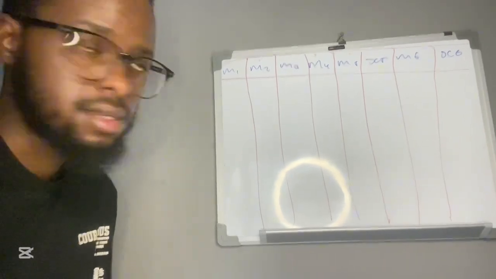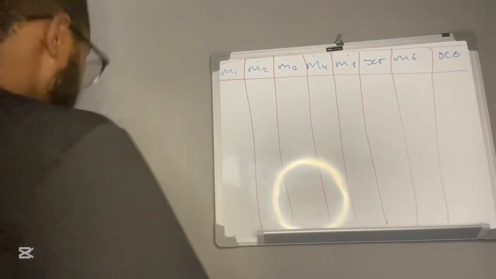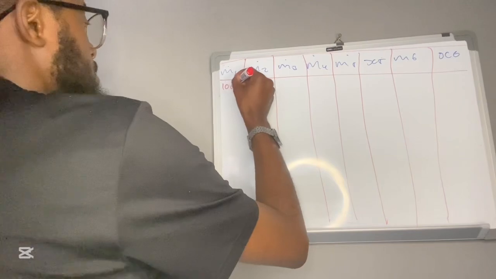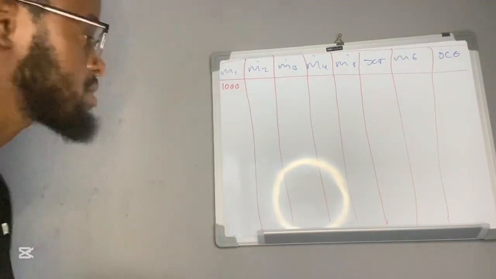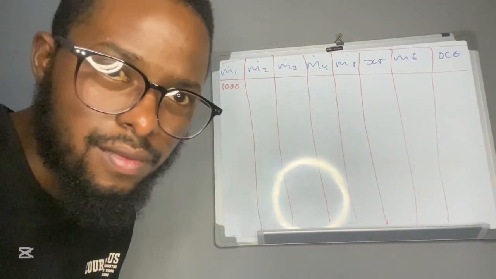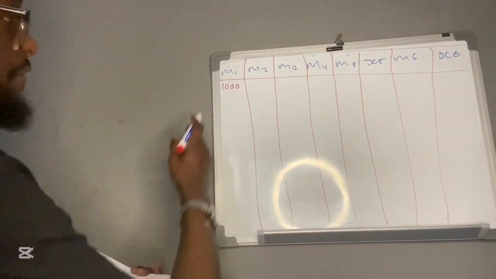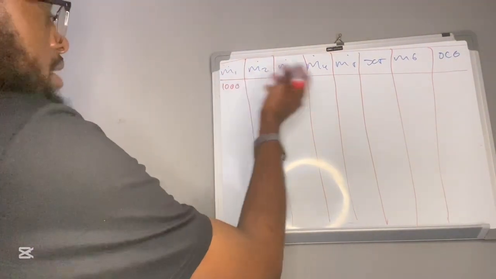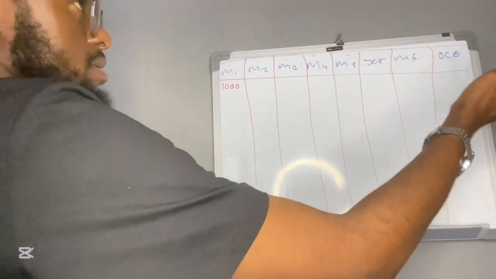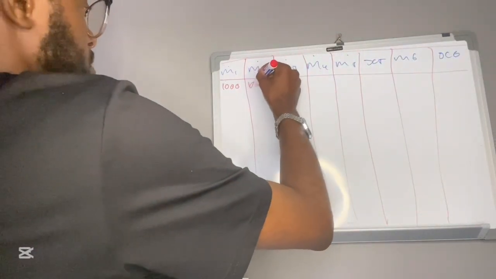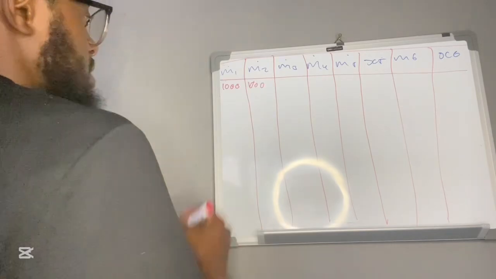So you start from M1. They told you that it's 1,000. Obviously, if M1 is 1,000, then M2 is also 1,000, because the bypass doesn't change anything.